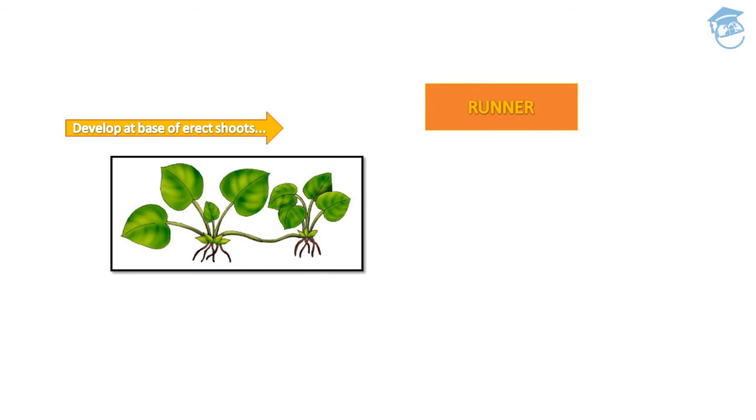It develops at the base of erect shoots, as you can see. See, this is the erect shoot, and this runner emerges from the base of the erect shoot. This is the crown portion of the runner. So this is one crown and this is another crown.